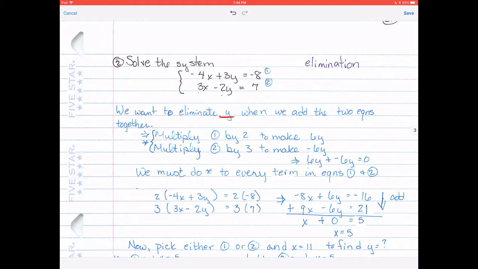Okay, when I do that, that gets me this set of equations. And so then when I add them, I get x equals 5. Now, when I say multiply each equation, notice that I multiply both sides, not just one side, both sides.